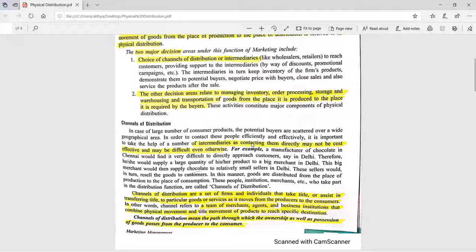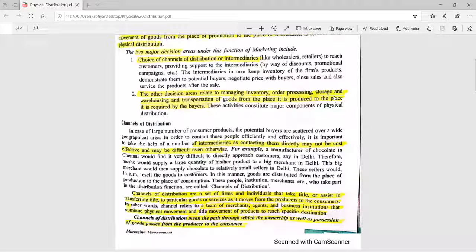Okay, so channels of distribution, one marker question, definition. These are the set of firms and individuals, because a wholesaler can be an individual or it can be a group of firms where some people are working as wholesaler in partnership. So that's why it is said it is a set of firms and individuals that take title. That take title means they take the ownership title of the goods from the manufacturer, and they take the title or assist in transferring the title.